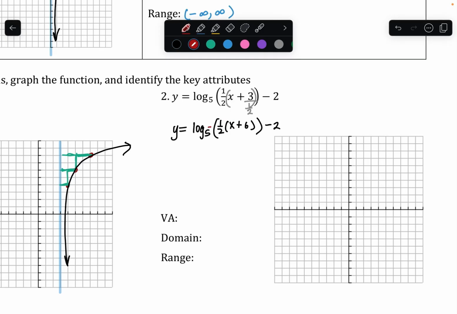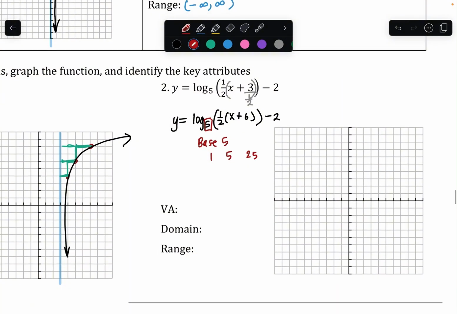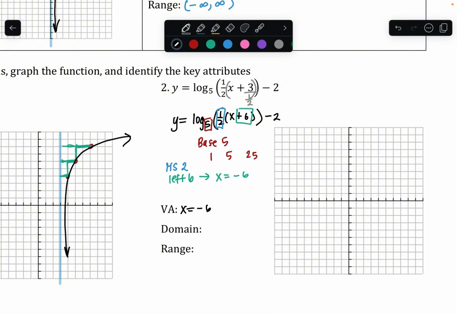And so we're basically undistributing that 1/2. Okay, and so this 5 down here is your base. We are working with base 5. Okay, and so my distance from the asymptote is going to be 1, 5, and then 25, which won't fit on our graph. So we'll just focus on the 1, 5 pattern. Okay, and so the only transformations we have are a horizontal stretch by 2. Remember, everything inside is backwards. We have a left 6, which moves the vertical asymptote to x equals -6. And then we have a down 2.